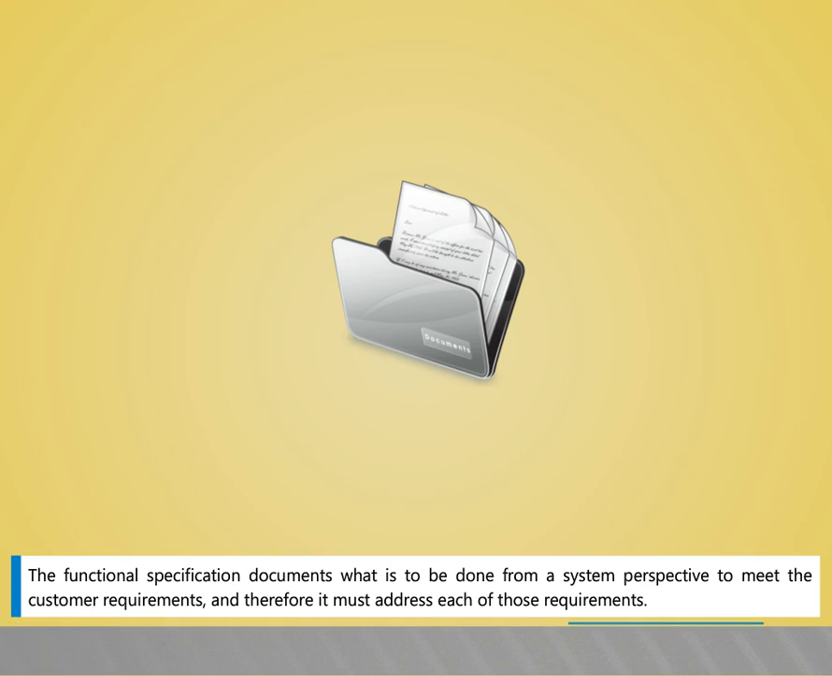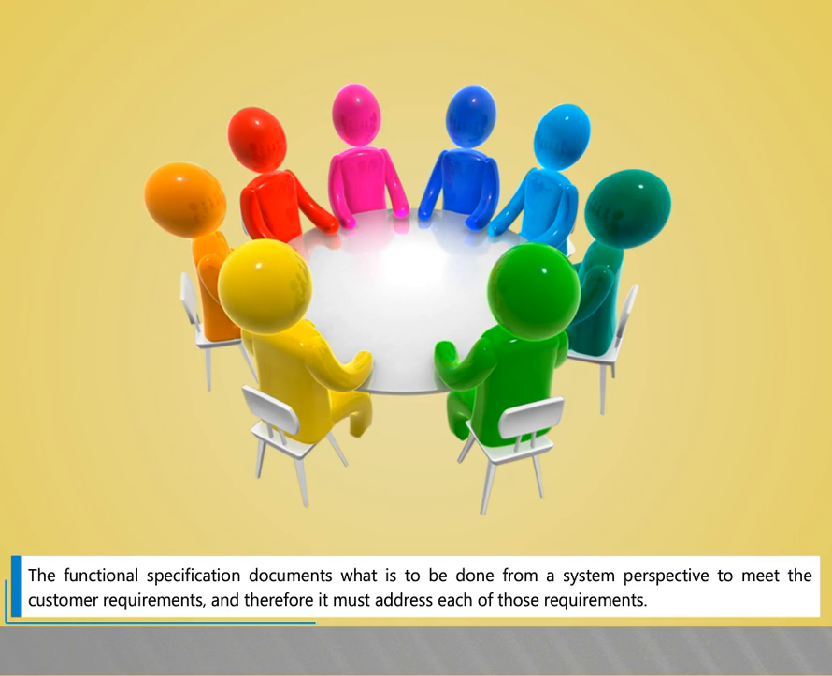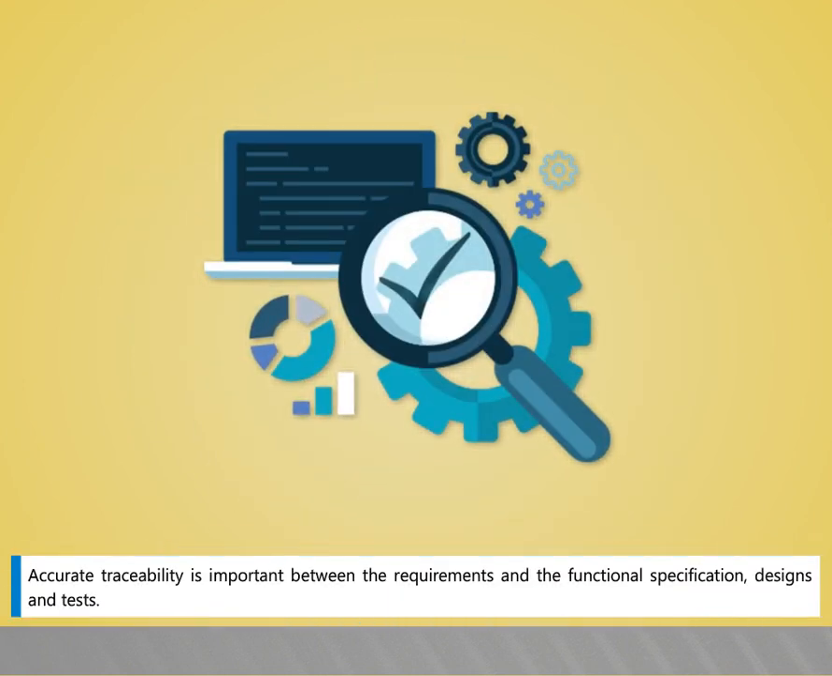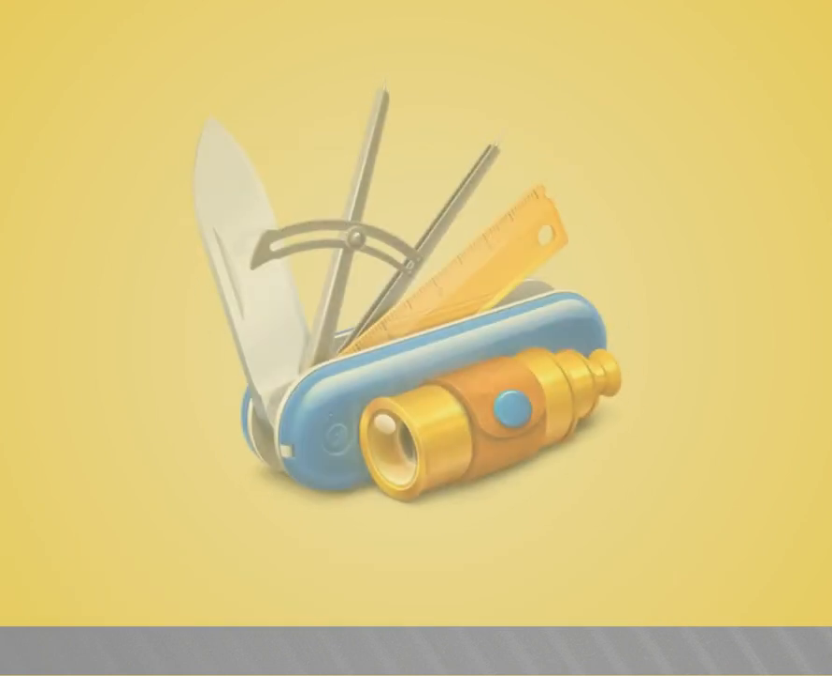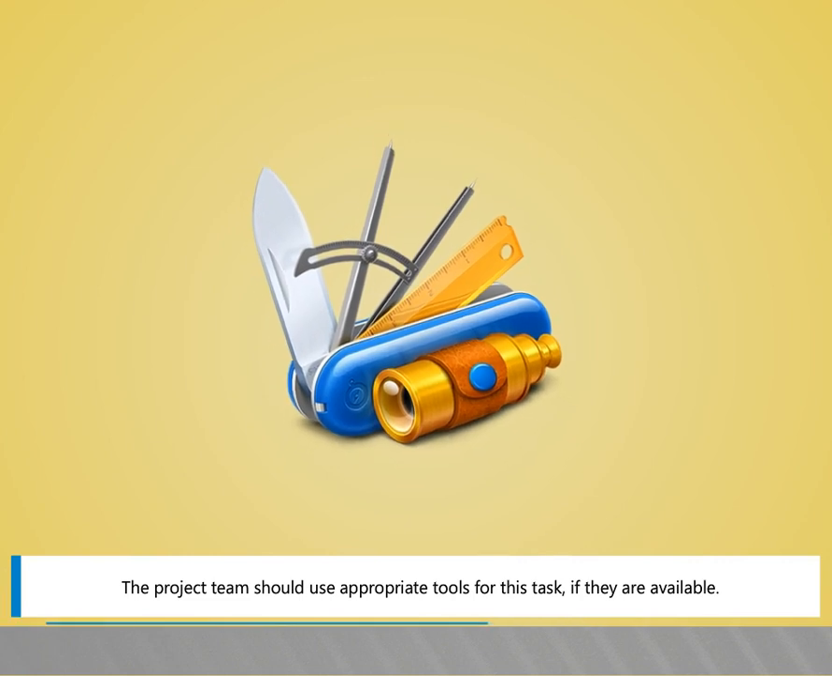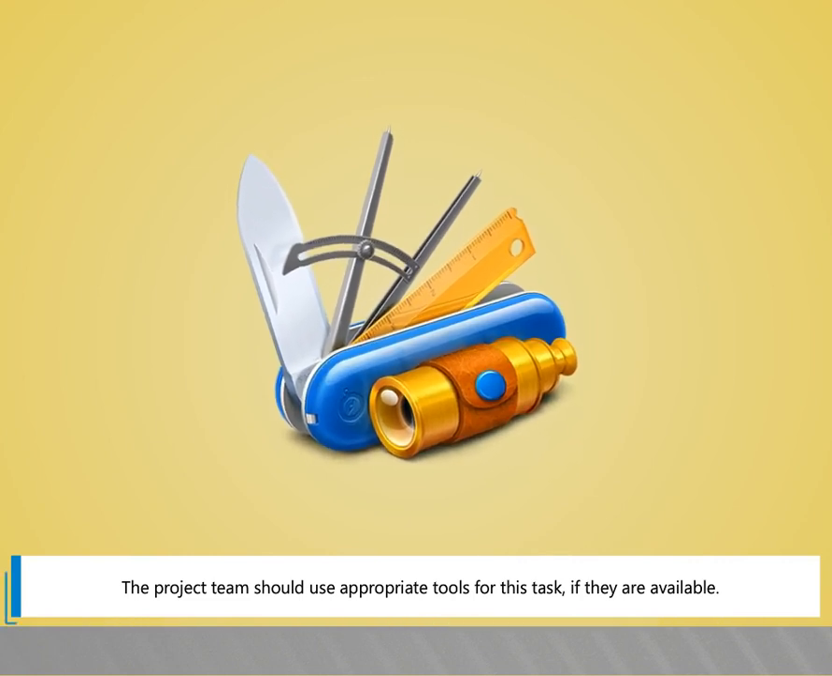The functional specification documents what is to be done from a system perspective to meet the customer's requirements, and therefore it must address each of those requirements. Accurate traceability is important between the requirements and the functional specification, designs, and tests. The project team should use appropriate tools for this task, if they are available.